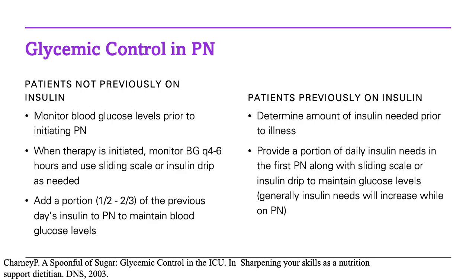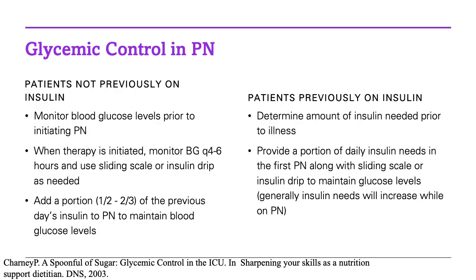Generally, insulin needs will increase while you're on PN. So the standard monitoring for the diabetic patient is we want glucose checks in the diabetic patient on PN every 2 to 6 hours, depending on whatever your facility protocol is, their insulin requirements, and their general clinical condition.